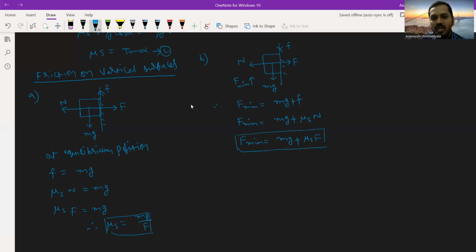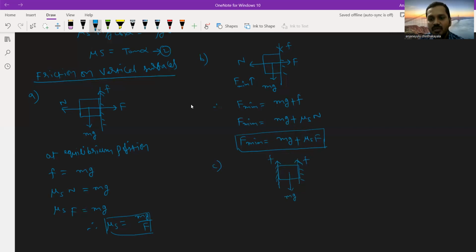And one more case. If a block or a book is compressed using two hands, or two forces, at equilibrium position we have to find the frictional force or coefficient of static friction. See, like this: imagine this is one hand and this is another hand. If a person compresses the book between two hands, the frictional force acts upward here, and here also the frictional force acts upward, and the weight of the book, mg, acts downward.